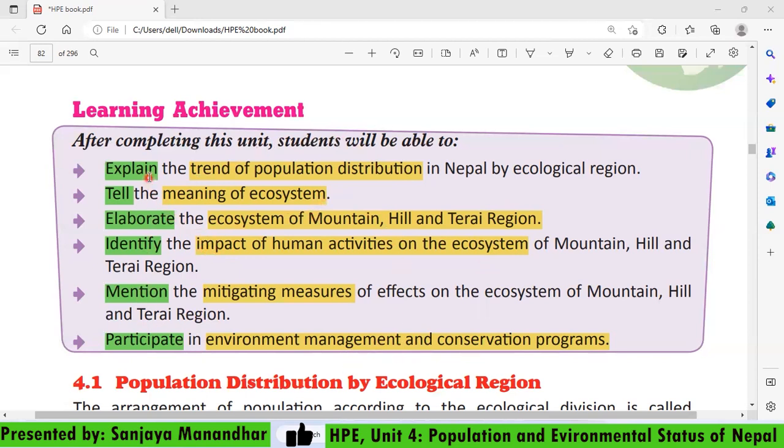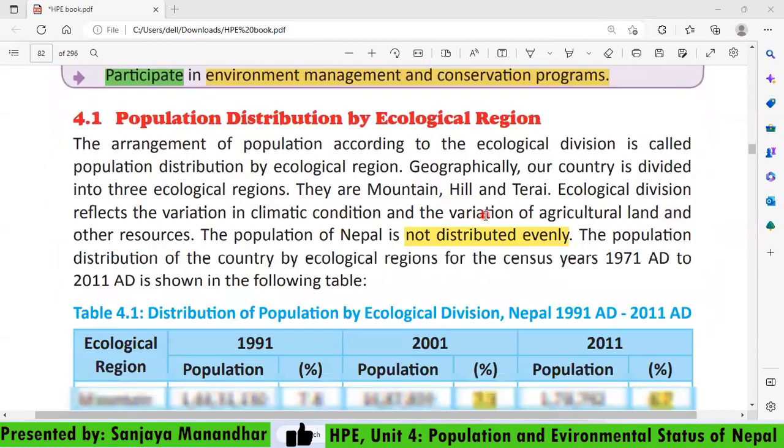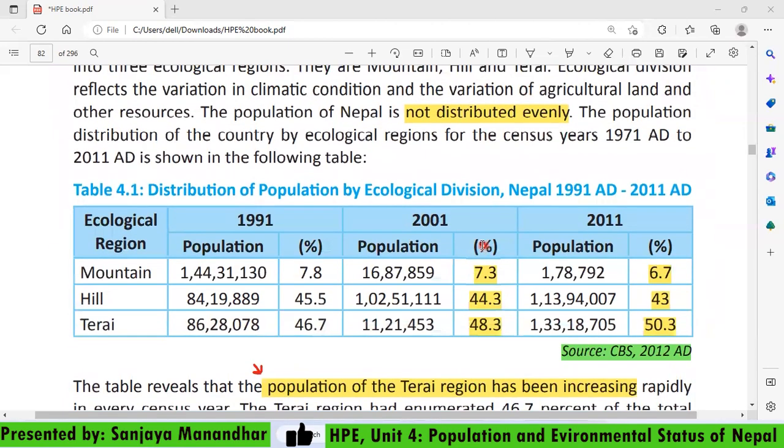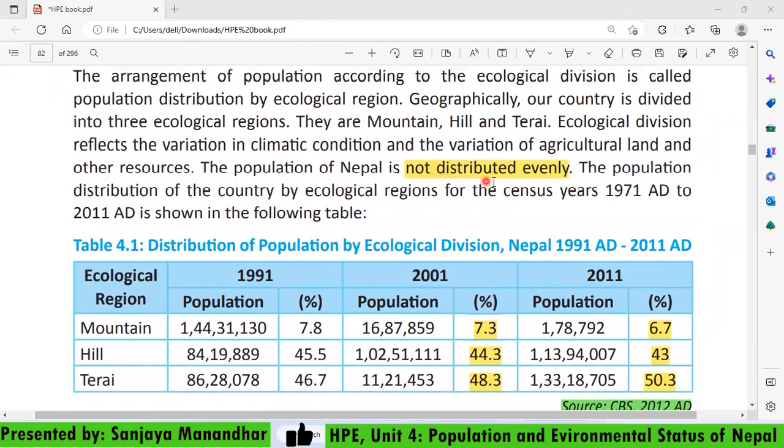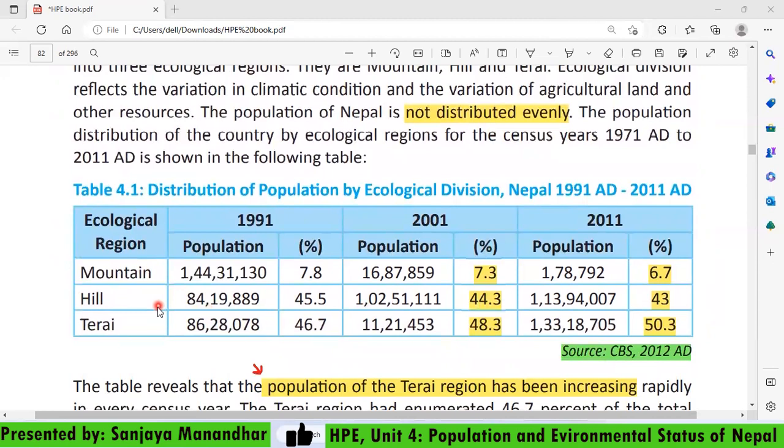Firstly, we will explain the trend of population distribution in Nepal by ecological regions. So directly we will go to this table. Look here. What type of distribution of population is there in mountain, hill, and Tarai region? All of us know that we don't have an even distribution of population. The population in mountain, hill, and Tarai region is not even, meaning it is not similar, not the same. You can see uneven distribution of population in these regions.